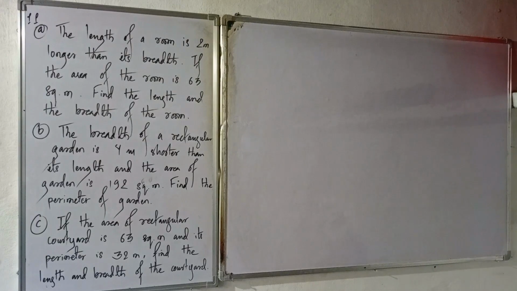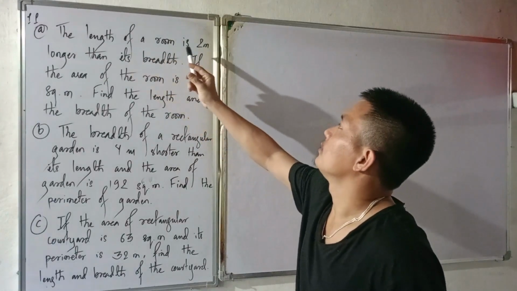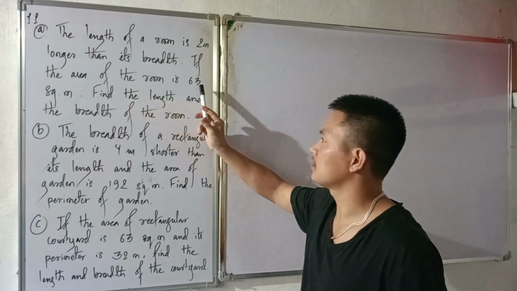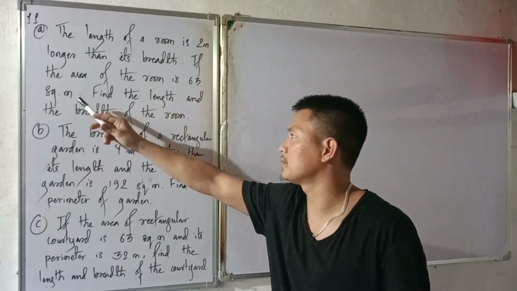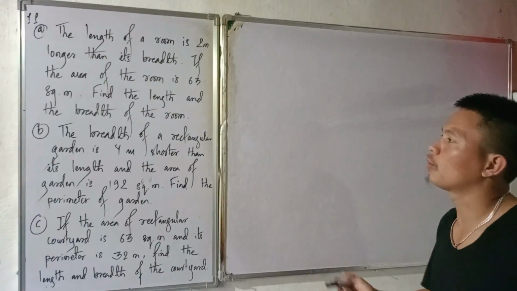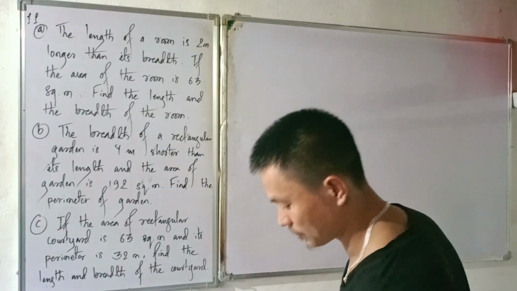So in 11a, the question goes like this: the length of a room is 2 meters longer than its breadth. If the area of the room is 63 square meter, find the length and breadth of the room. Now we have to suppose the length and breadth of the room by some variable.